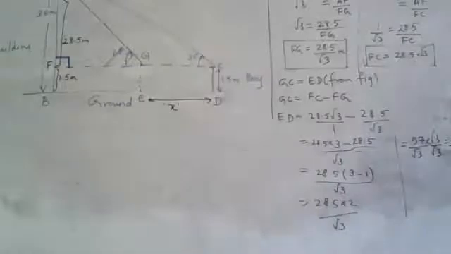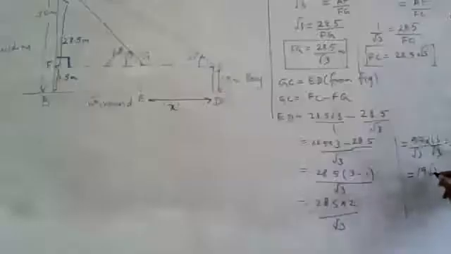So 57 is a multiple of 3. You can cancel. How many times? 19 times. So it will be 19 root 3 meters.